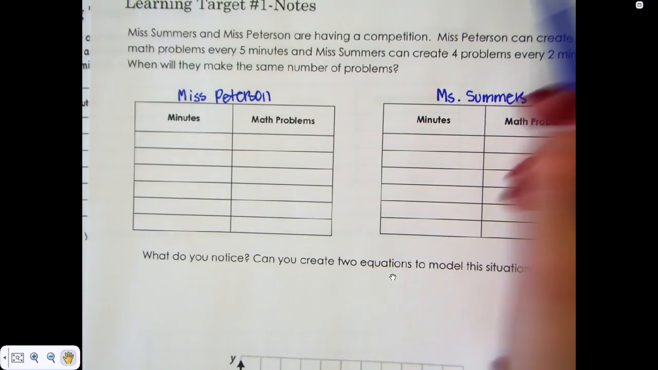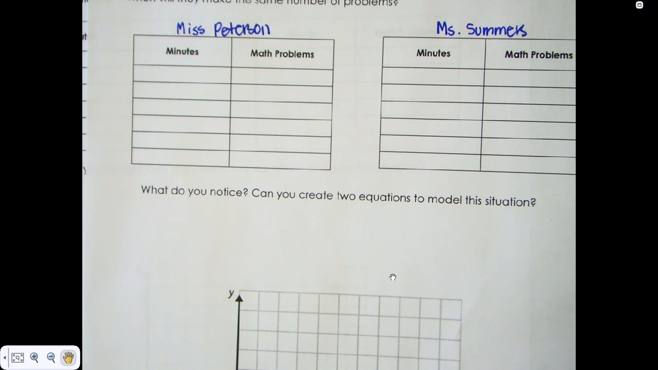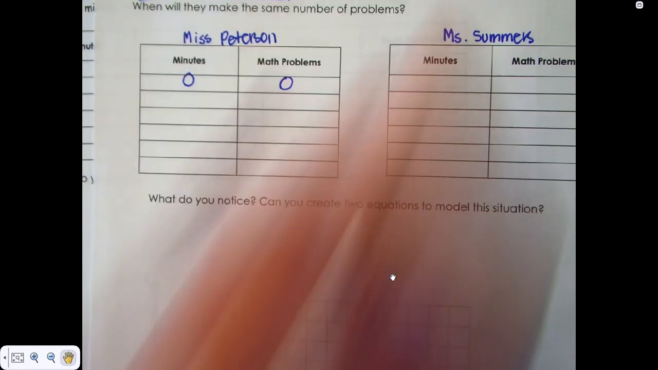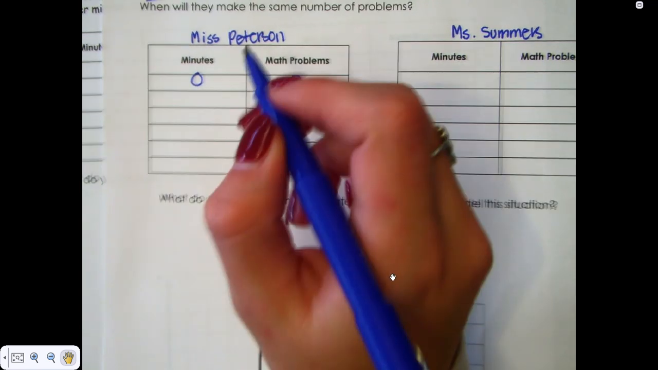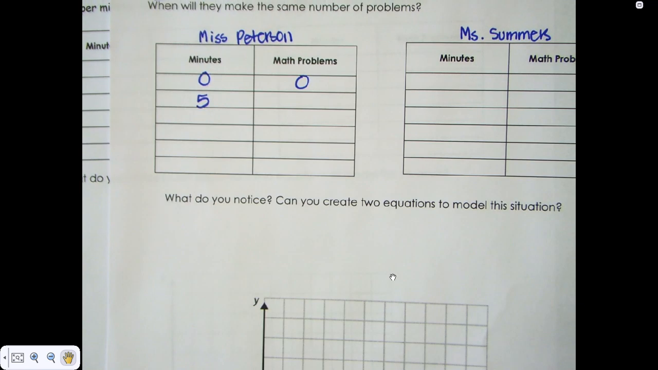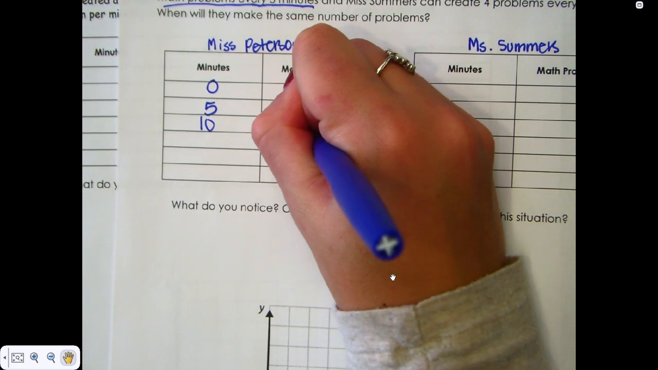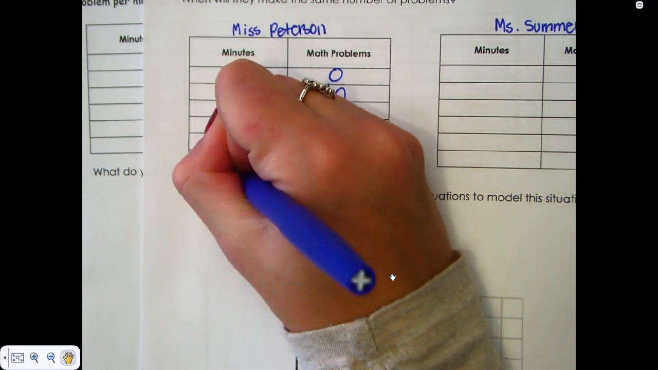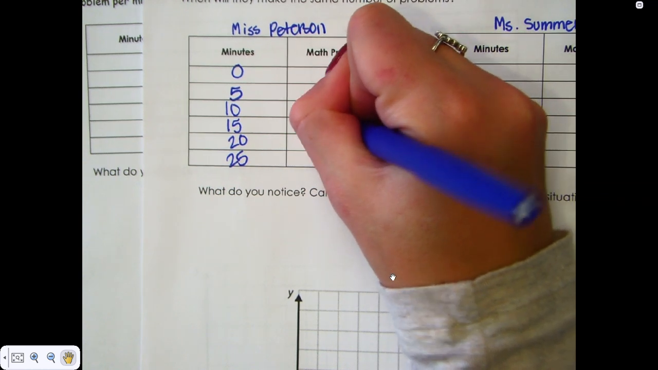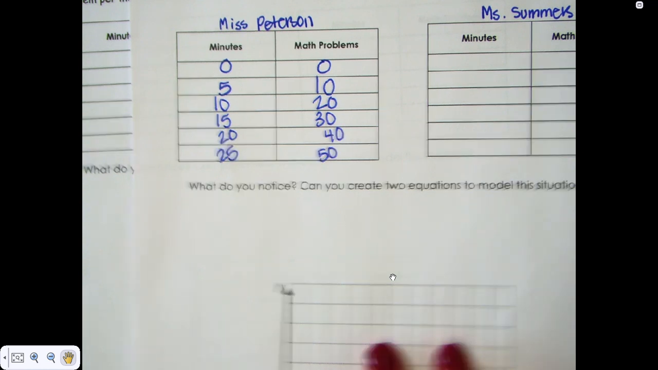So, it says Miss Peterson can create 10 math problems every 5 minutes. All right, so at 0 minutes, how many math problems has she created? None. Okay. All right, so then every 5 minutes, I can create 10 problems. So, after 5 minutes have gone by, I've created 10 problems. After 10 minutes have gone by, I've created 20 problems. Then I can do 15, 20, 25, keep going, 30, 40, 50. Okay, there's 1.